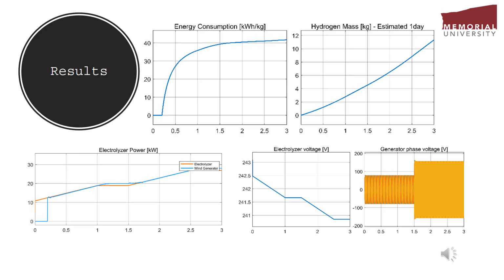Next, we see the electrolyzer power demand is closely matched by the wind generator's output, which is critical for maintaining stable operation. Finally, both electrolyzer voltage and generator phase voltage stay stable, proving that our control and conversion stages are working effectively.